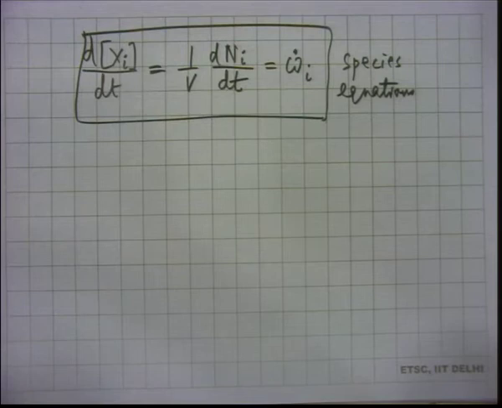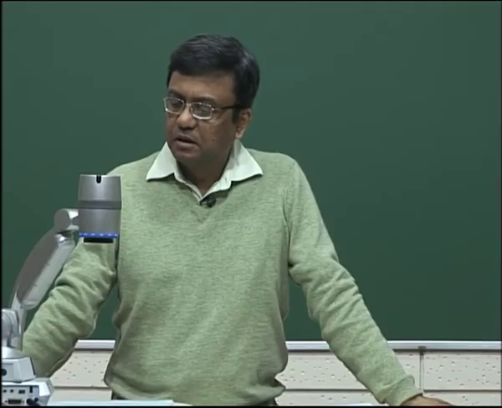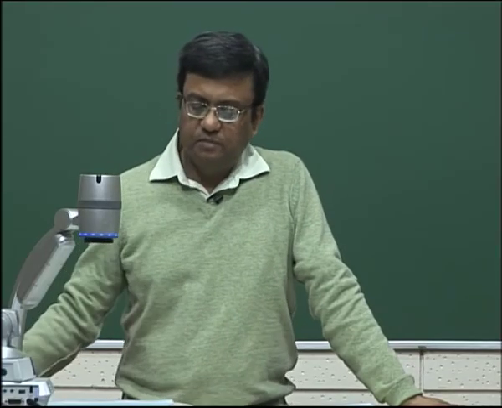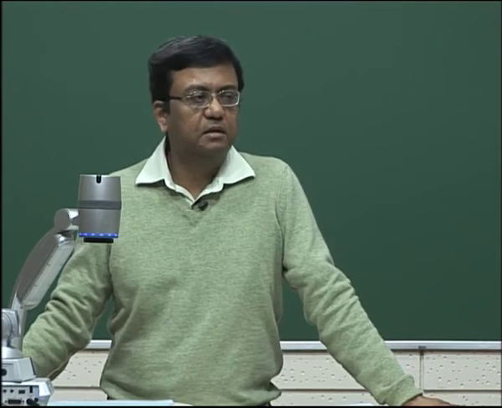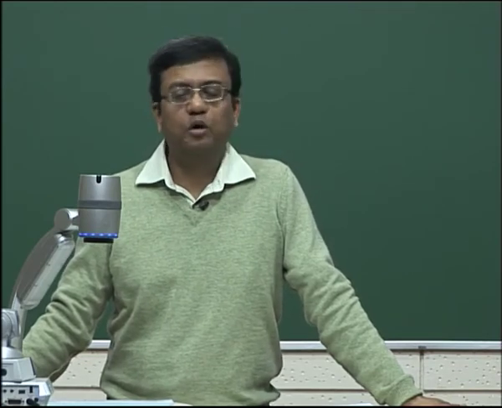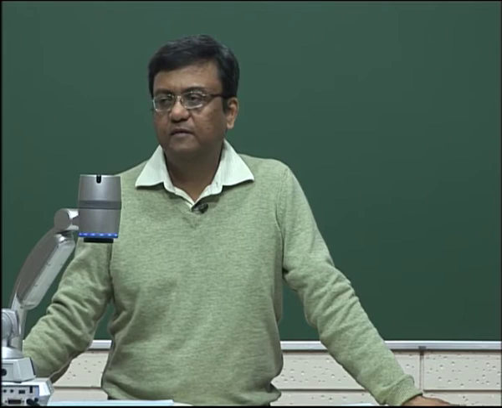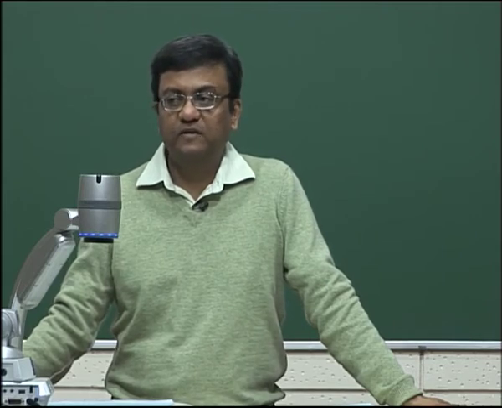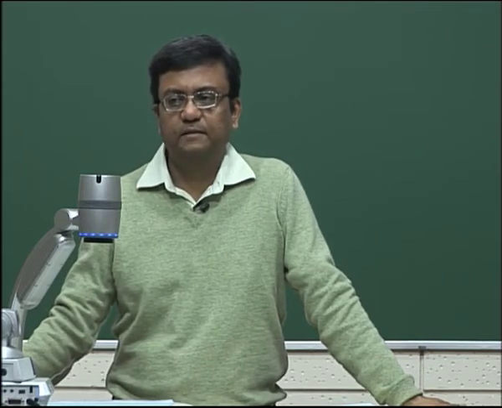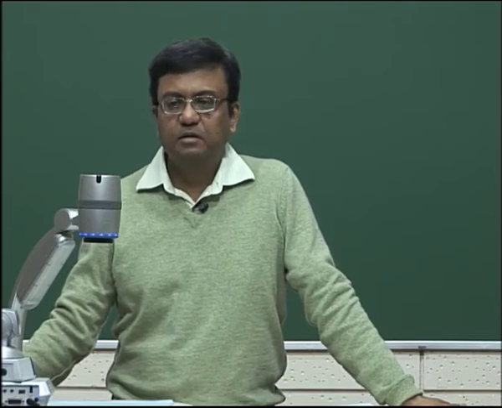What is the difference with the last one for constant pressure? There you had to do a dV dt also, here V is constant, and since V is constant it just became 1 over V dNi dt, which by definition we called omega dot i. We gave the name omega dot i to 1 over volume dNi dt. So, these are your species equations.